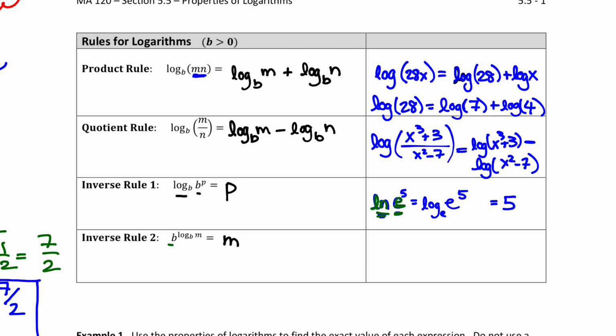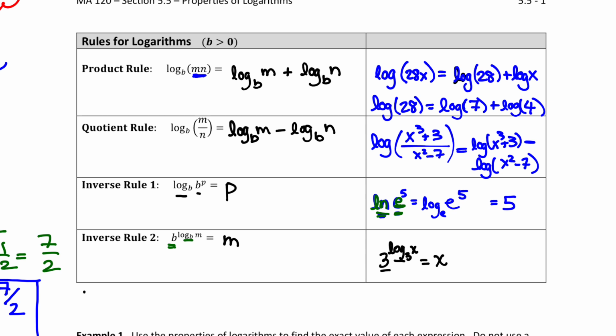Again, you have an exponent, and then you have a logarithm, and you can cancel them out and just get the value m back inside. So maybe you'll see 3 raised to the log base 3 of x. The 3 and the log base 3 are inverse operations, and so you'll just get x back.